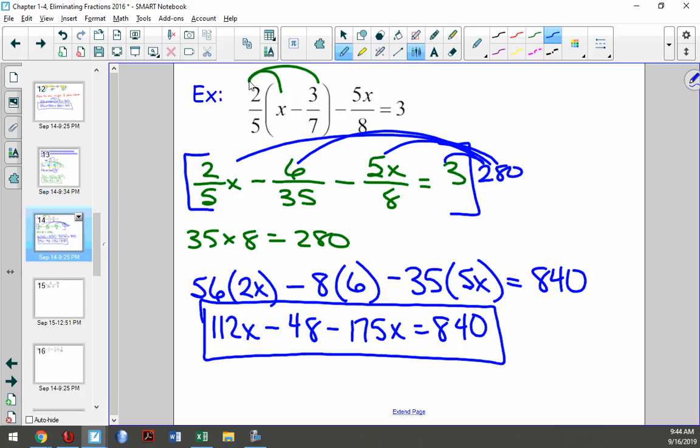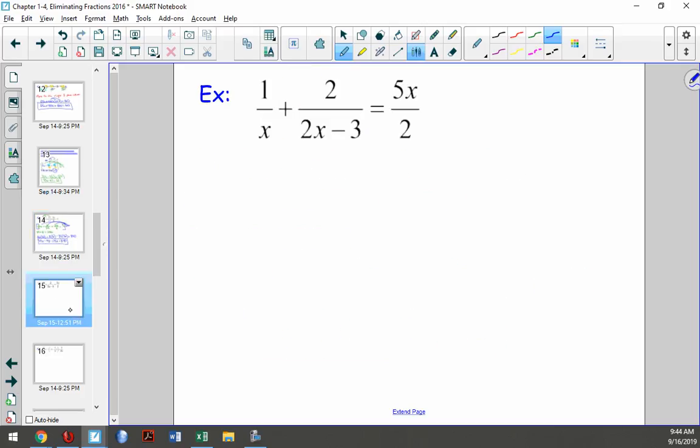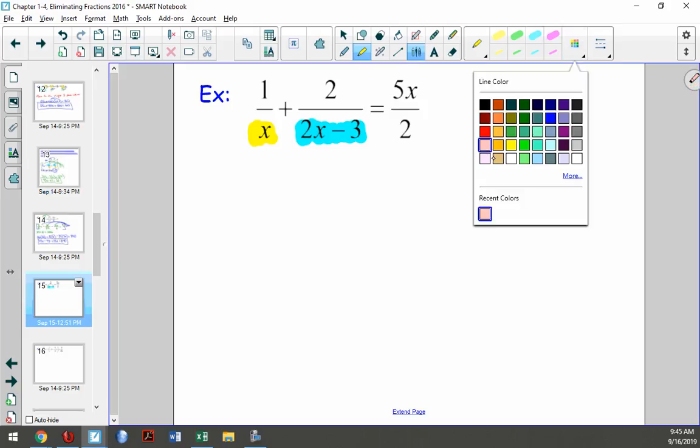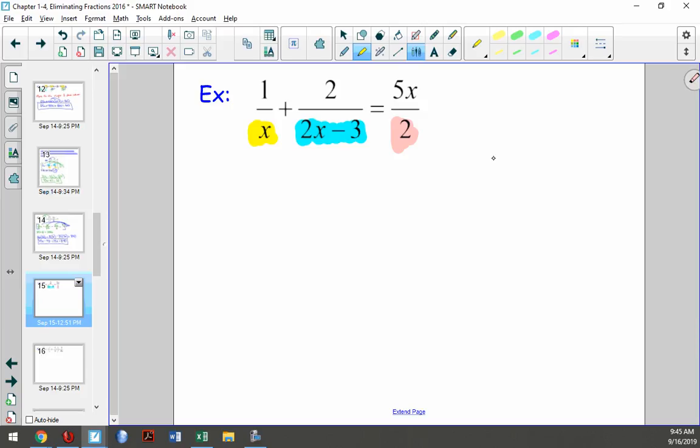Okay? Let's go to the next one. Now, this is a little bit different than what we did before. This has an expression. It has the 2x minus 3, which is very different than just x, which is very different than the 2, okay? So what you're going to do is you're going to multiply all of those together to come up with the LCD. So your LCD is going to be 2x times 2x minus 3.